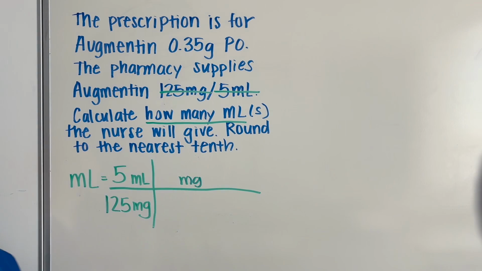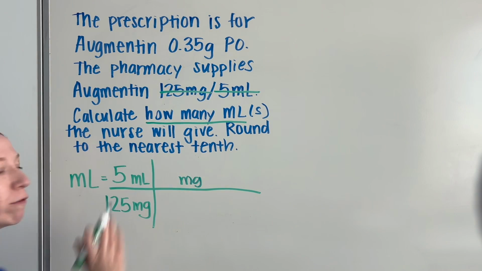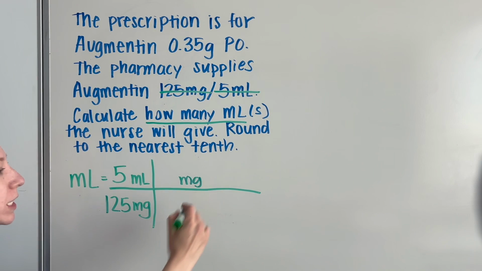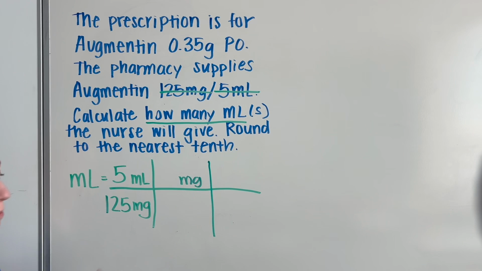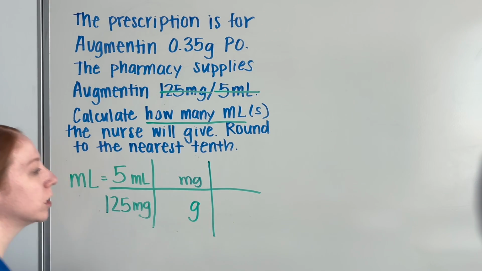Anytime you need to fill in a value and you don't have it in your problem, that's when we need to fill in a conversion in that space. We call that like a Band-Aid, right? Our conversions are our Band-Aids. We have to put it over top our hole so we can keep calculating. So I don't have milligrams, but I do have grams. So I'm gonna do a conversion to convert milligrams to grams.